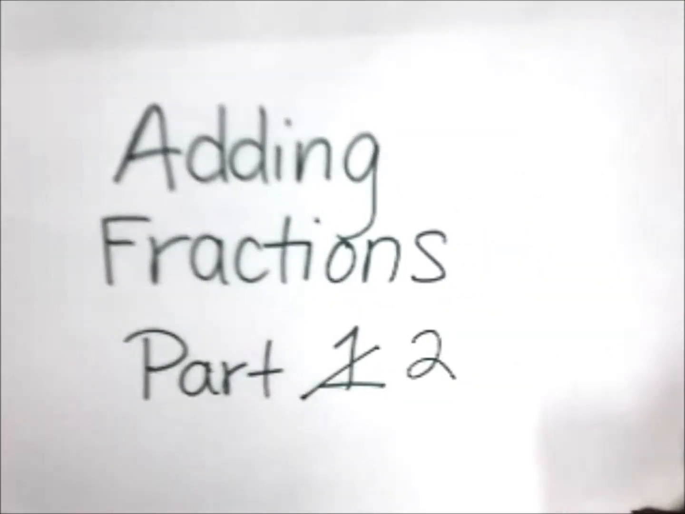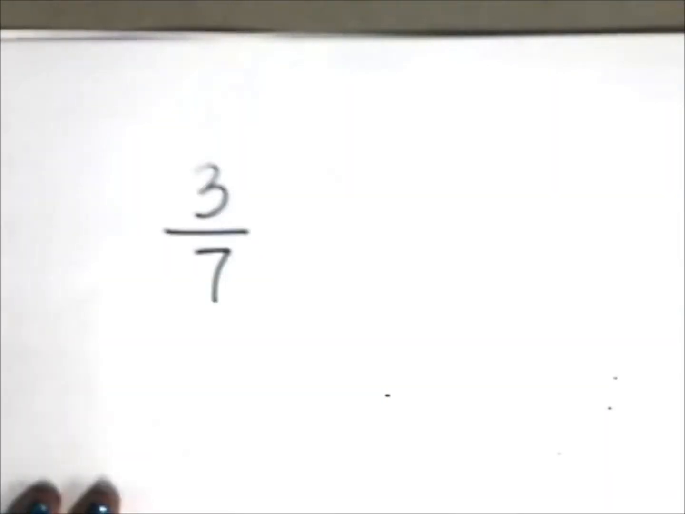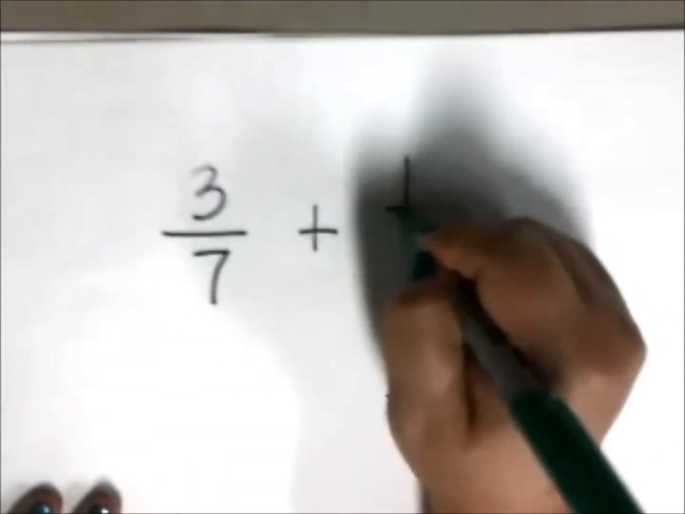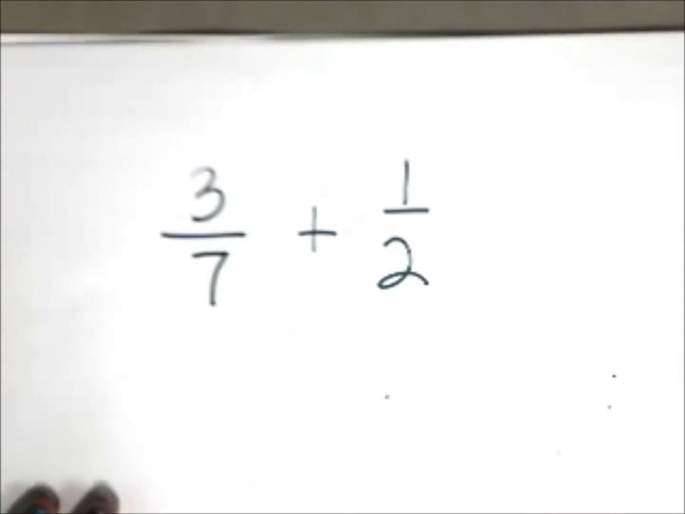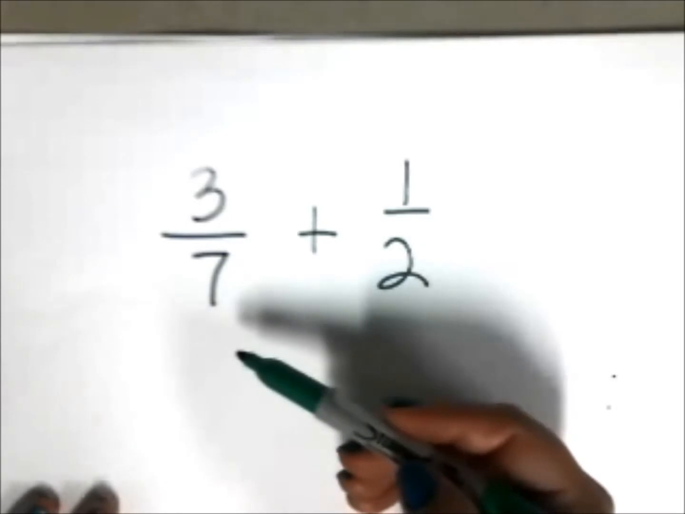Today we are going to talk about adding fractions part 2. This is when things get just a little bit more complex. So today we're going to be talking about what happens when the denominators are not the same. So let's put some fractions together here. I'm going to make some up right now. Let's do 3/7 plus 1/2. As you can see, 2 and 7 are not equivalent.